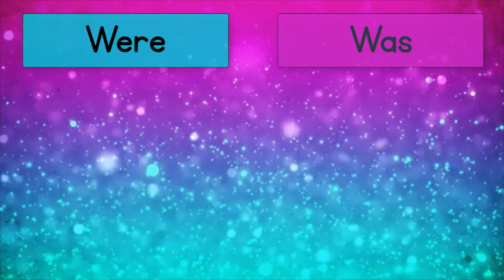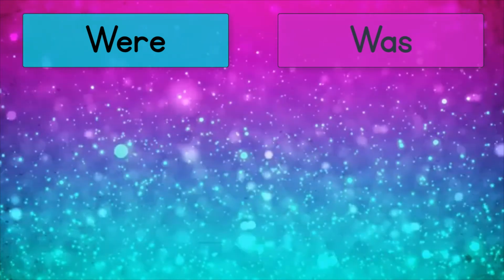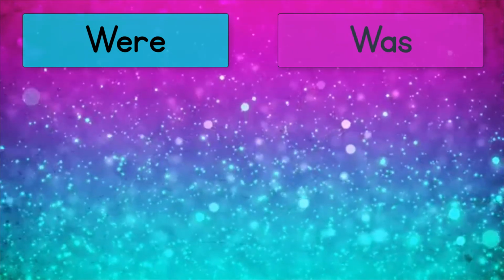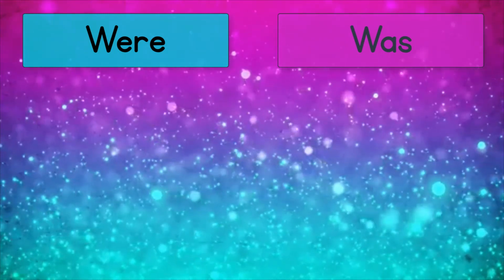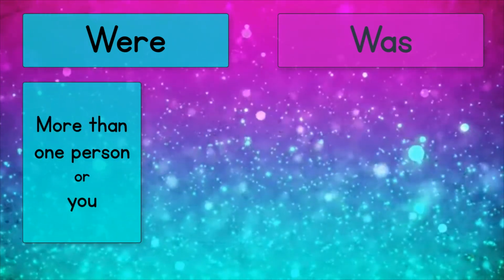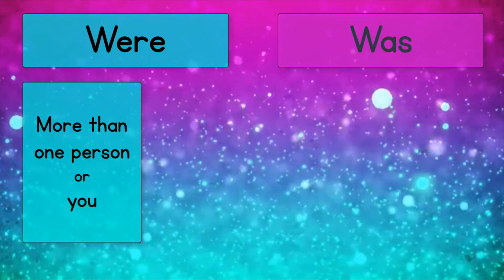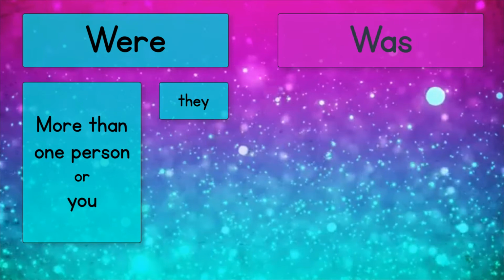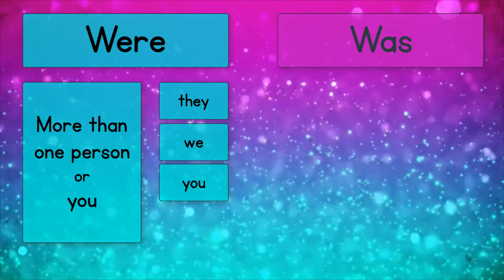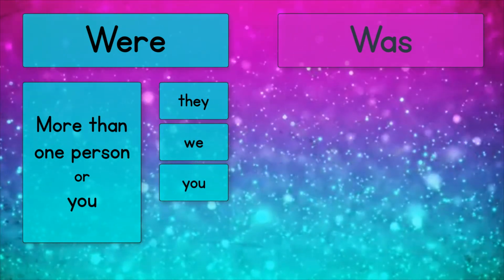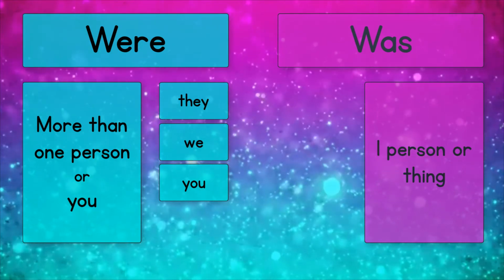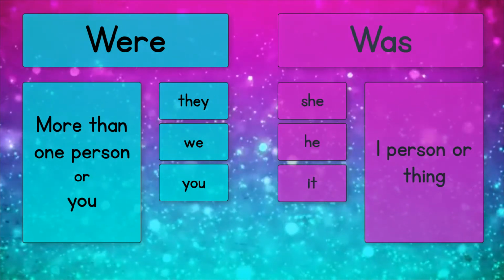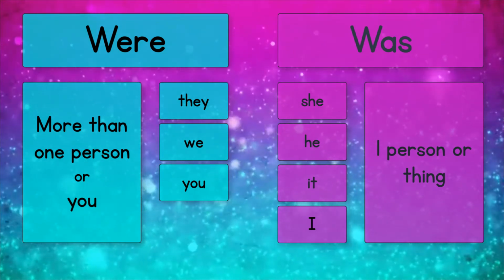Now we're going to move on to were and was. So we use the word were when we're talking about more than one person, or if I'm talking about you. So we use the word were when we're talking about they, we, or you. We use the word was when we're talking about one person or thing. So she, he, it, I.